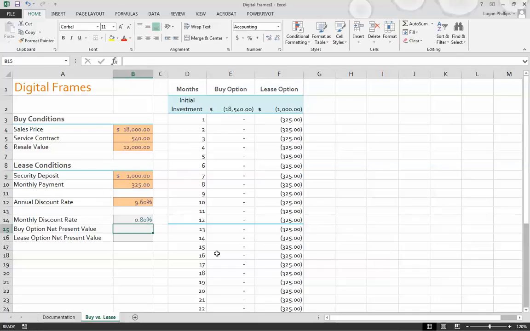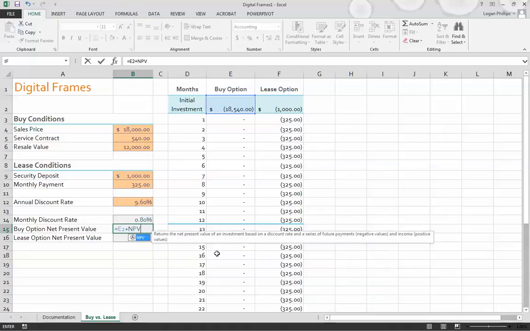All right. So first we have our E2 number. So we have E2 plus the MPV value, and we're going to have the rate and the values here. My rate is B14. You can see the monthly discount right here. And then my range is going to be rate B14.